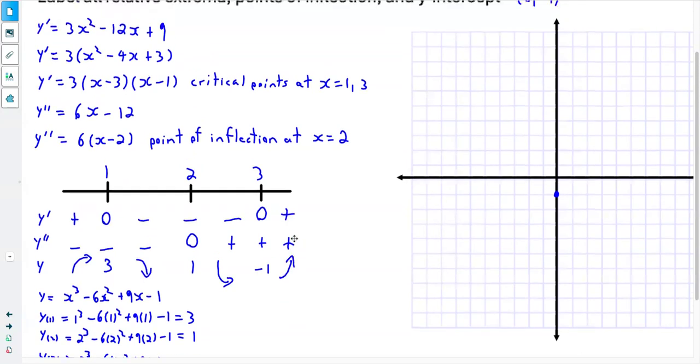Now, when we graph this, we're going to see if that matches up with what our points are telling us. We already plotted our y-intercept. We know at 1 we're at 3, at 2 we're at 1, and at 3 we are at negative 1. We should note that because there's a change of sign here, we know this was a point of inflection.